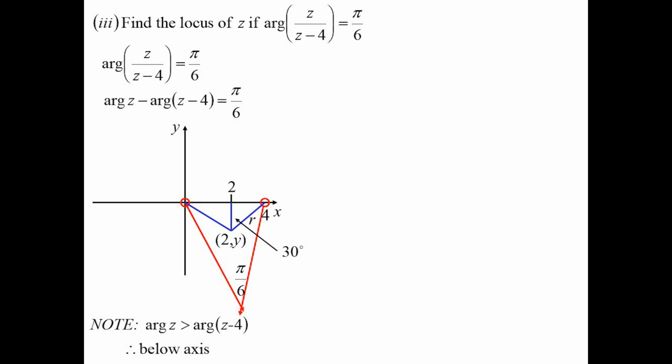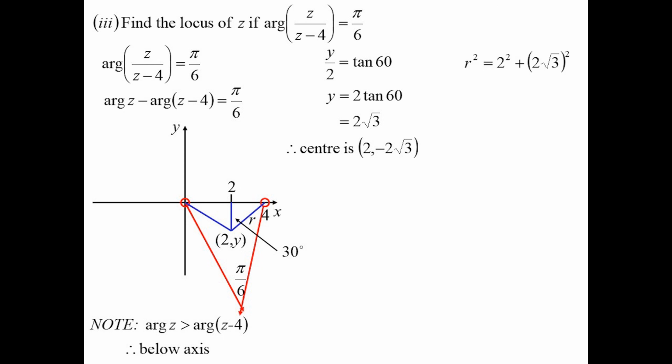I think I've got enough information. Let's do some trig. Y over 2 is the tan of 60. So y would be 2 root 3, although it's below the axis, so I know it's going to be negative 2 root 3. So there's my centre: 2, negative 2 root 3. Let's do some Pythagoras to work out the radius. The radius turns out to be 4. Okay, I've finally got all the information I need to give an answer.